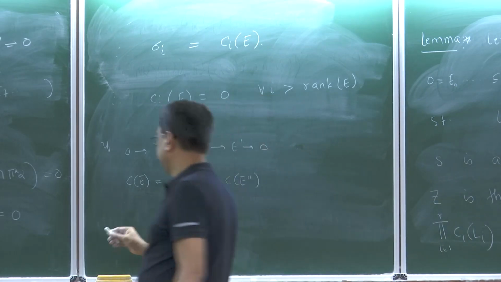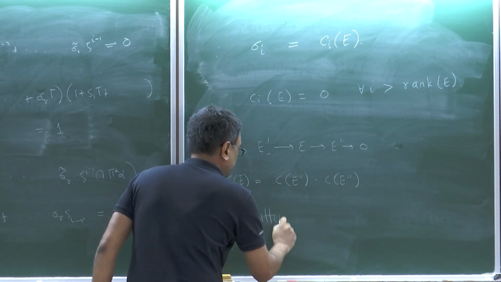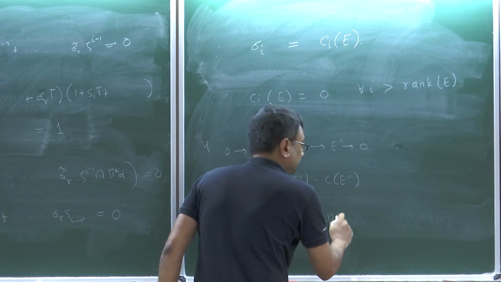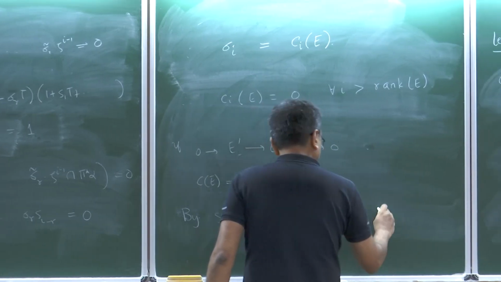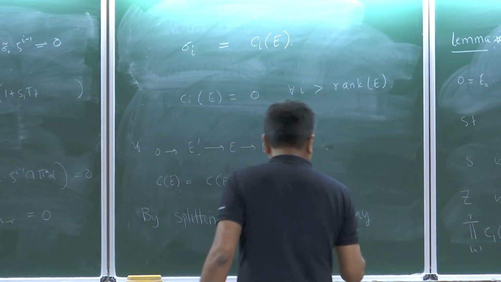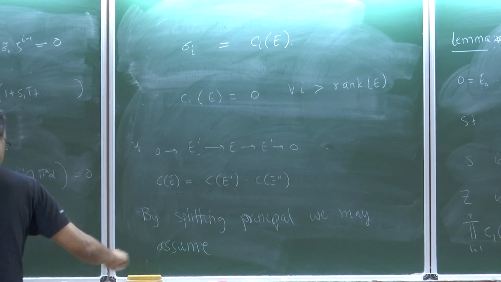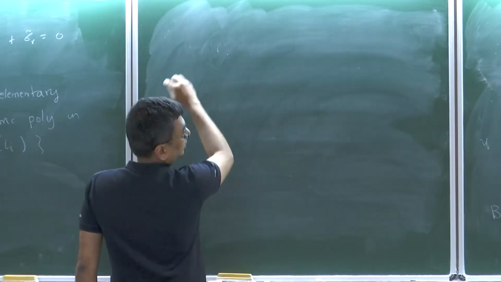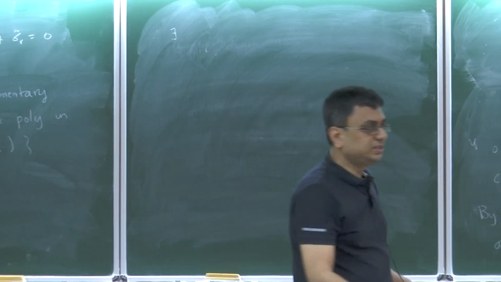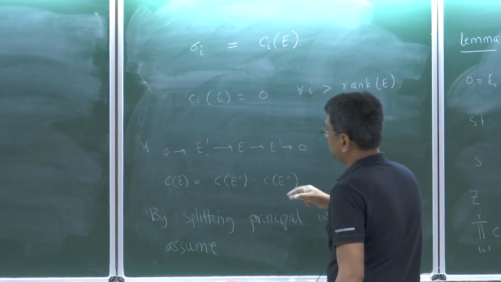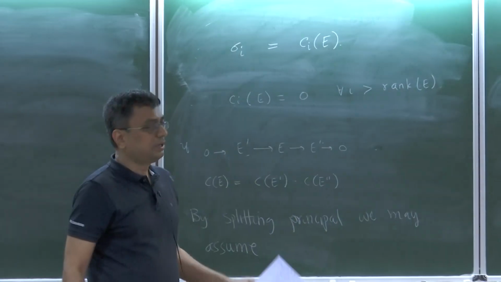Right. So without loss of generality, or like let's say by the splitting principle, we may assume, okay, so I'm going to write like this on this board, that there exists a filtration of, I also want a compatible filtration, which means I want a filtration of E where E prime also occurs.